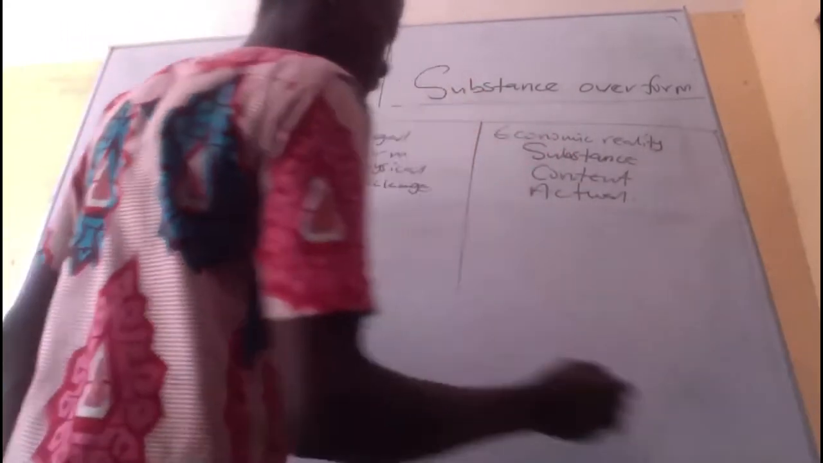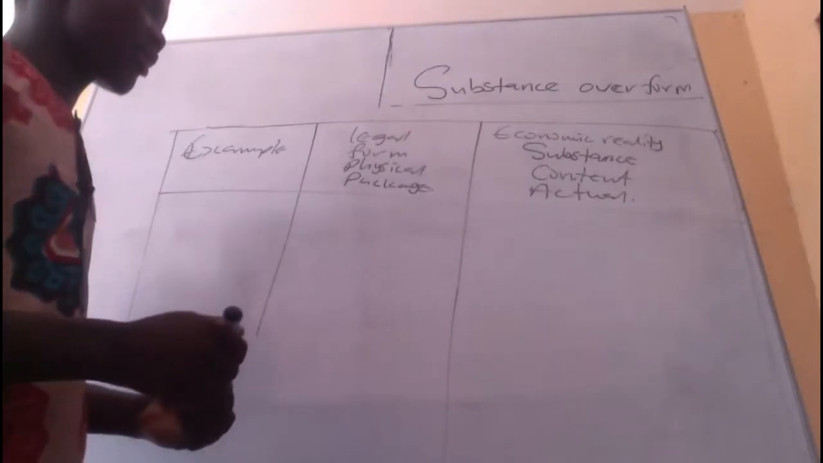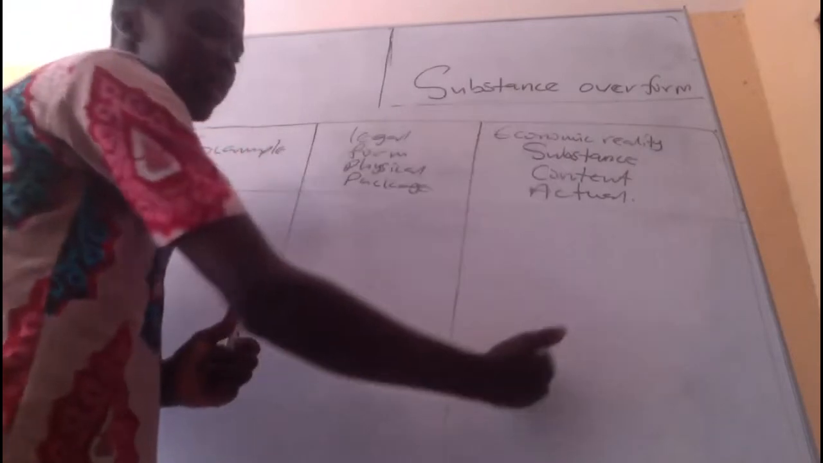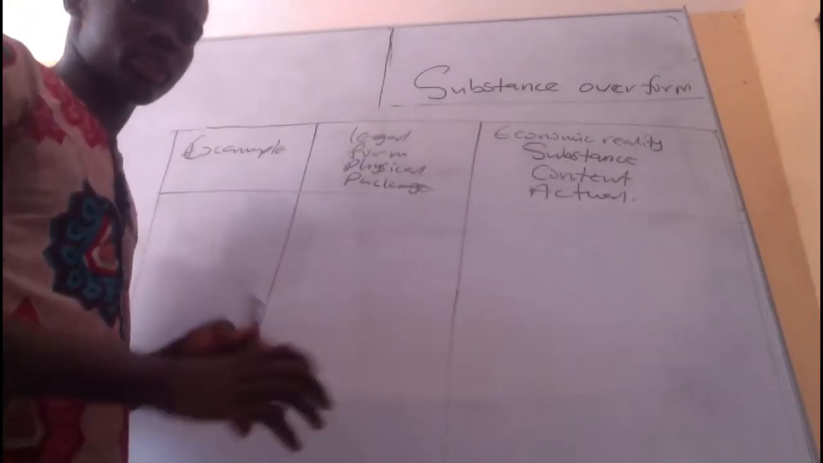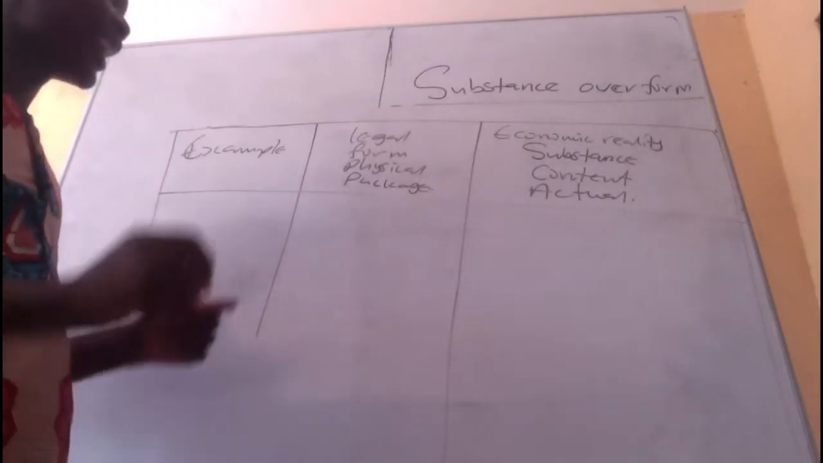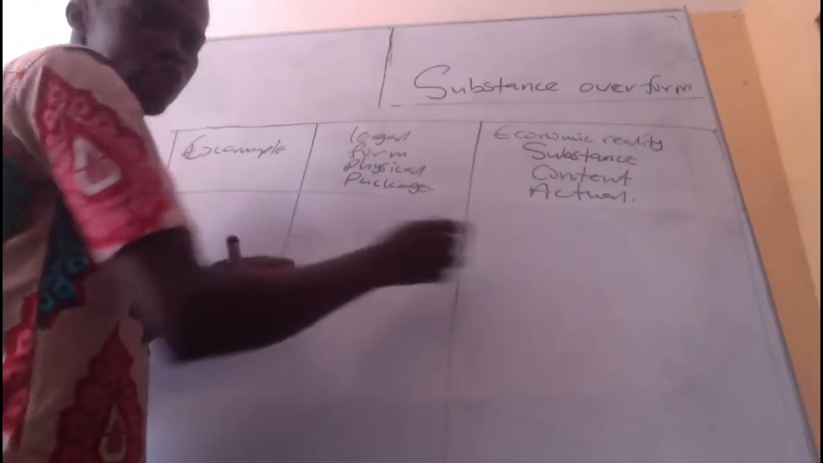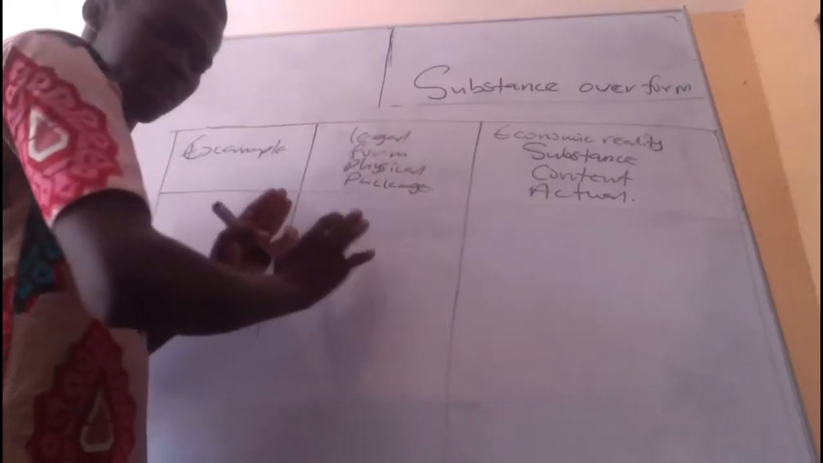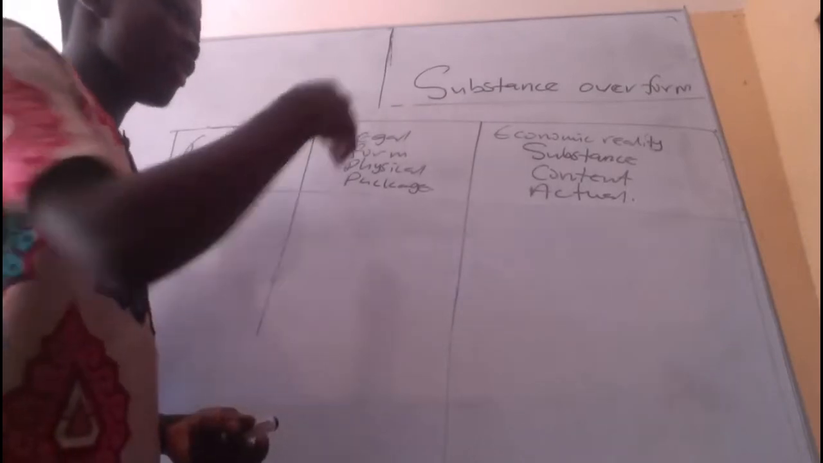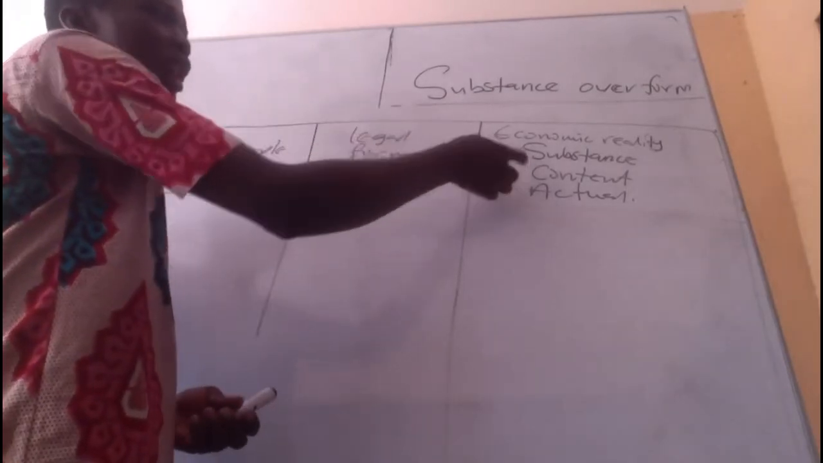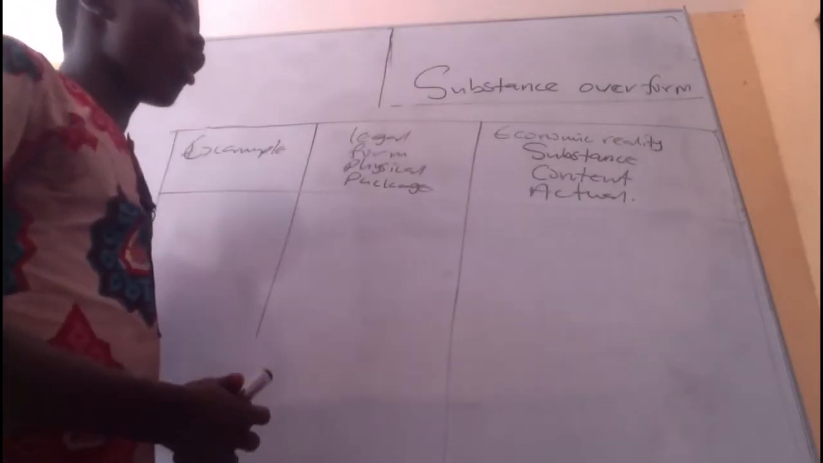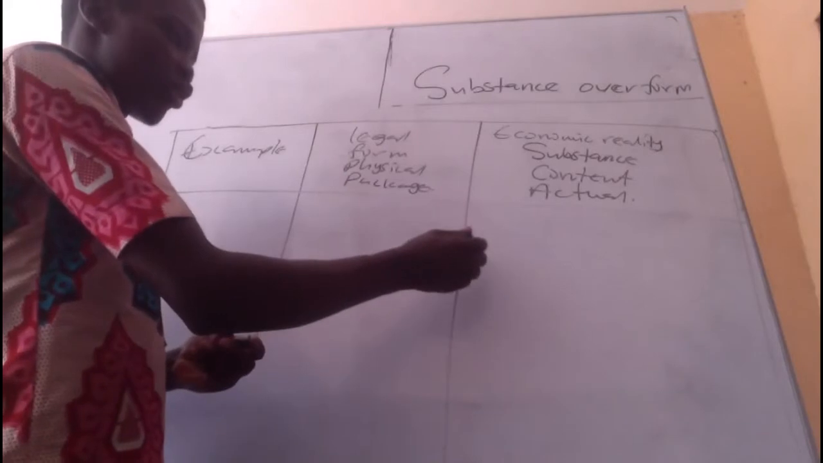So for every transaction, there is what? The legal form of that transaction. And then there is what? The economic reality of that transaction. These are the two. So anytime there's a conflict between these two, where the legal form is materially different from the substance form, then whatever the substance says should outweigh the form. So we call it substance over form.